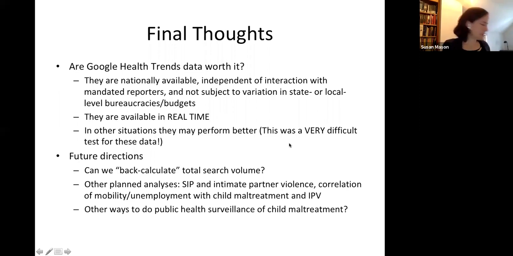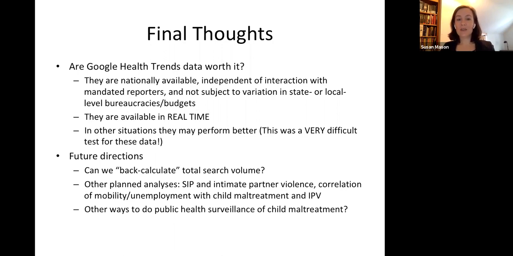Okay, some final thoughts. Let me just check my time. So I wanted to start with this question of, are Google Health Trends worth it? I think it depends. I learned so much doing this.